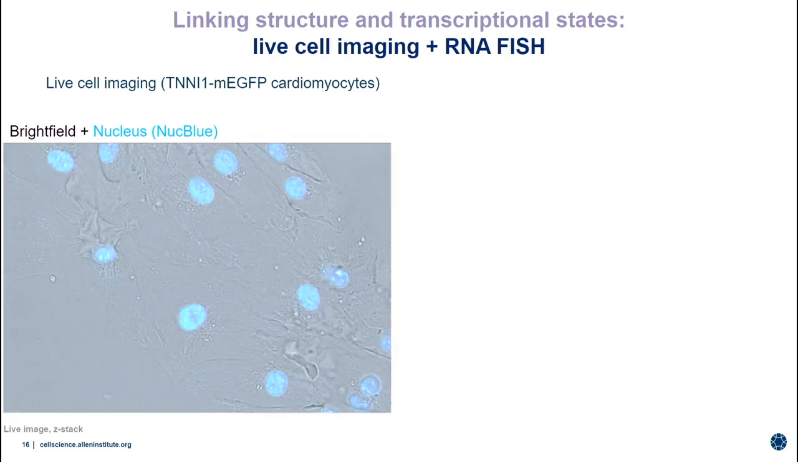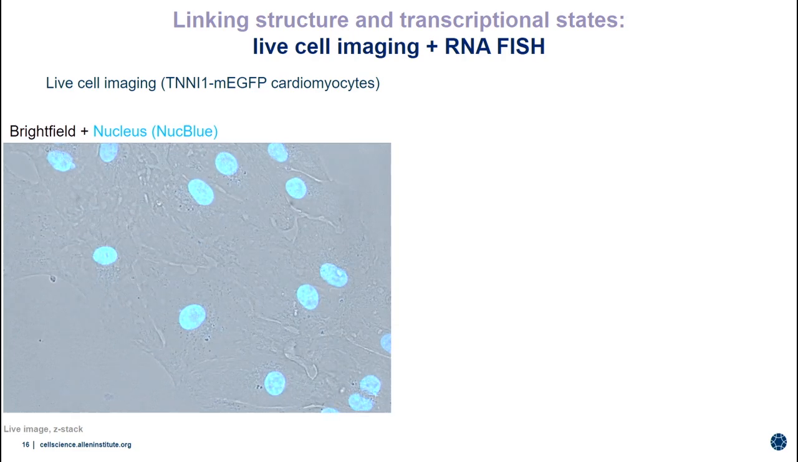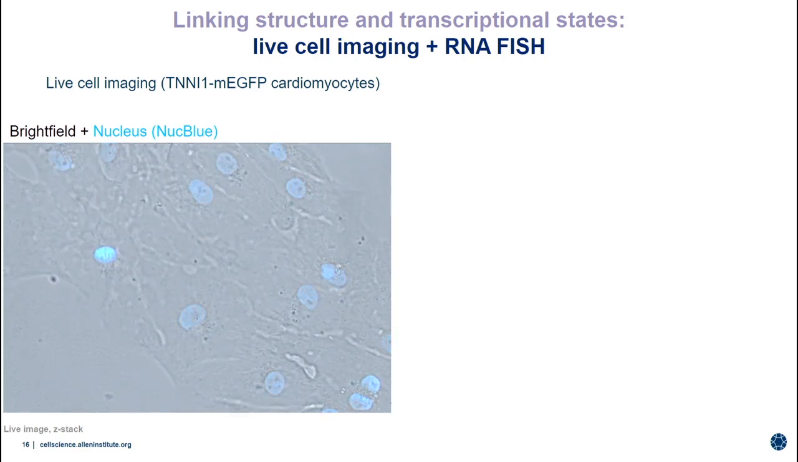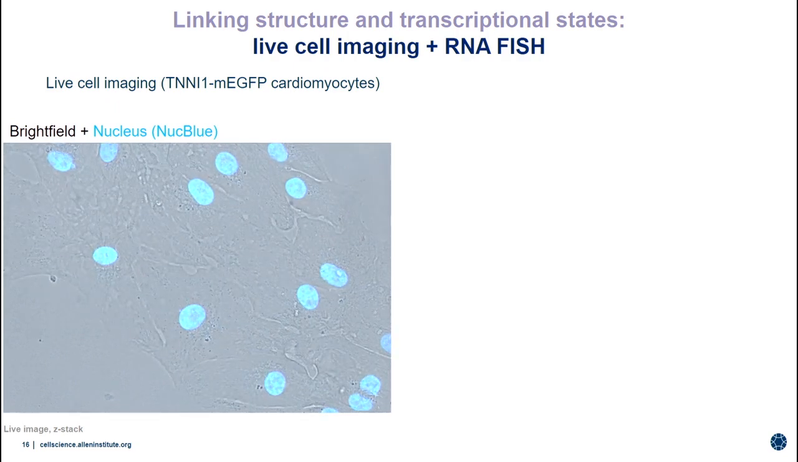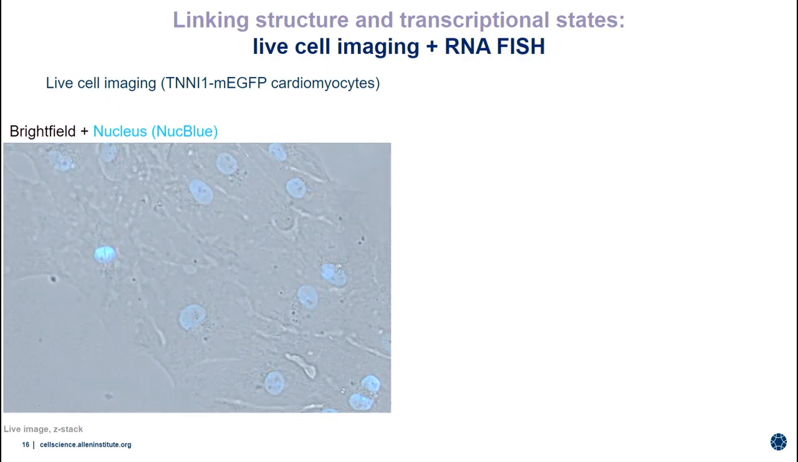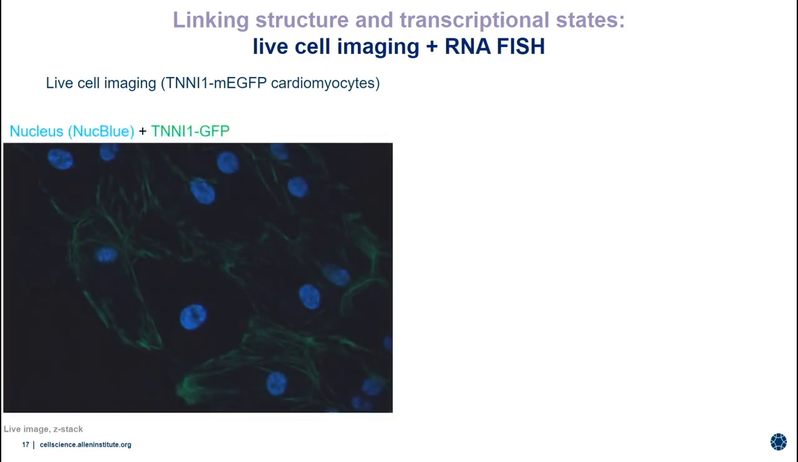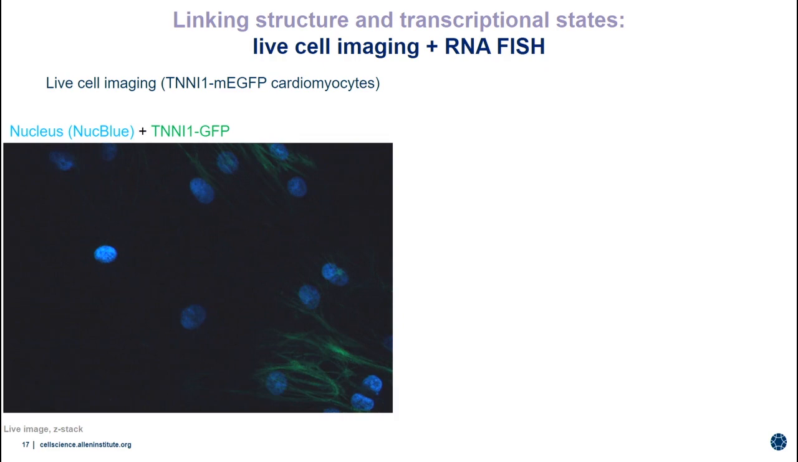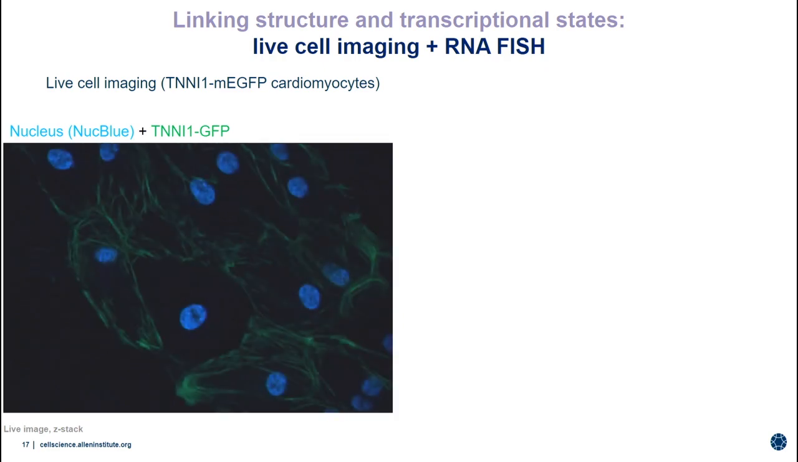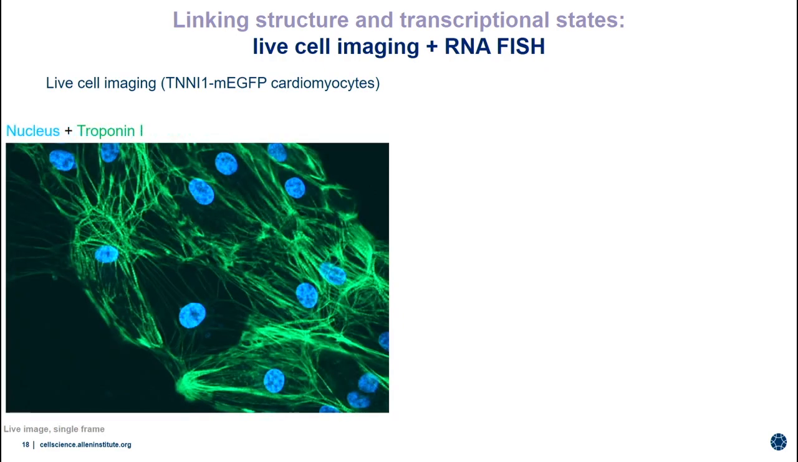So this is live cells. This is a Z-stack, and you can see that the cells are beating as we go up and down in Z. We do imaging with a nuclear dye just to use as a reference point for us later. Of course, these cells have a tag structure, and in this case we're looking at TNNI1, a cardiomyocyte gene. Just to simplify this, I'm going to show just a single plane from that Z-stack.